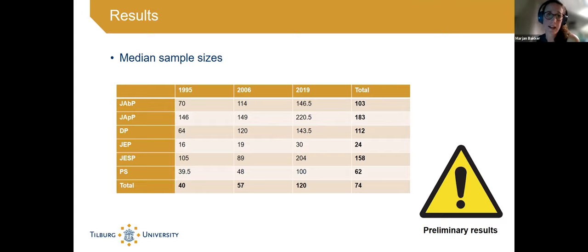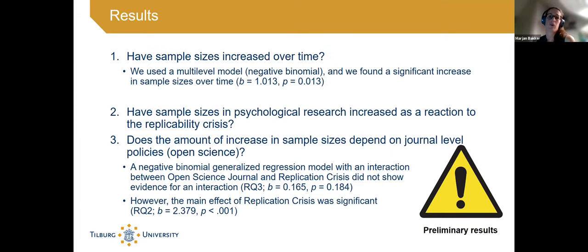And then we see that in 1995, the median sample size was 40. In 2006, it was 57. And in 2019, it is 120. So there seems to be an increase, and we also tested that with a multi-level model with a negative binomial to incorporate the distribution of the data. And we indeed found a significant effect of sample sizes over time.